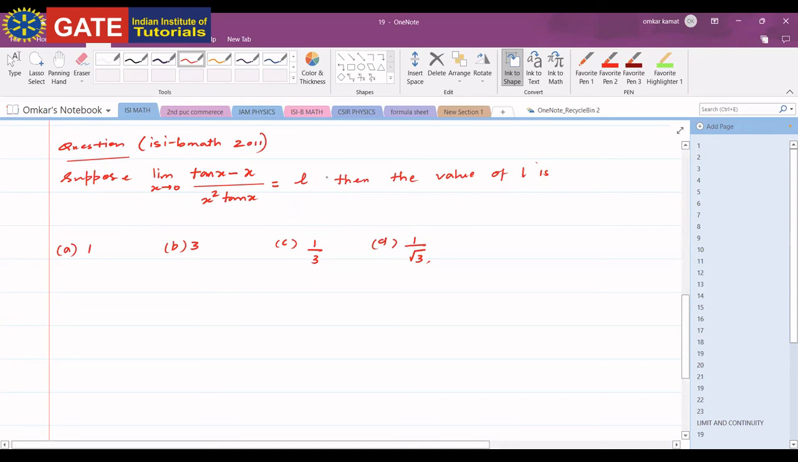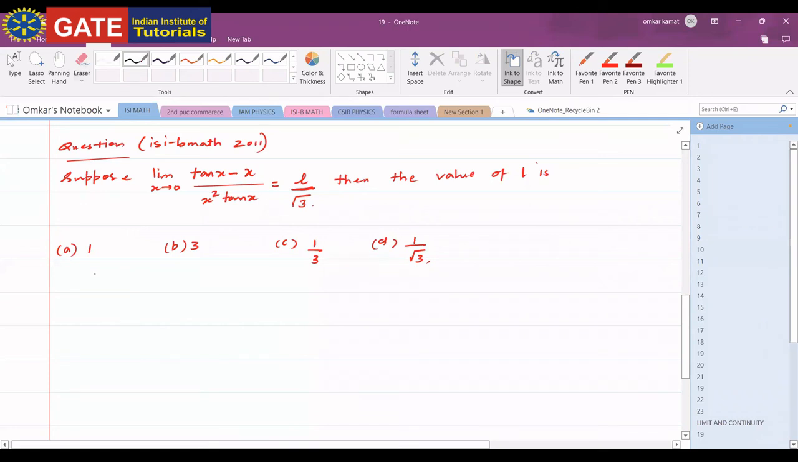So, in the exam, they had asked it like this: equal to L, then the value of L is, then it would be 1 by 3. Correct. So I just divided it by root 3. So we'll do this. Sumita got it.